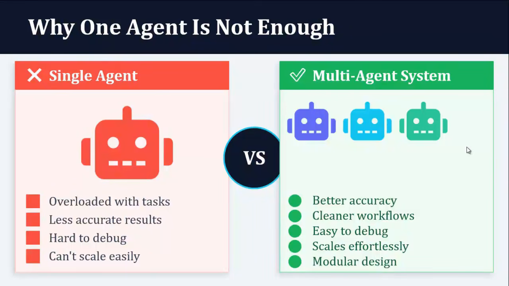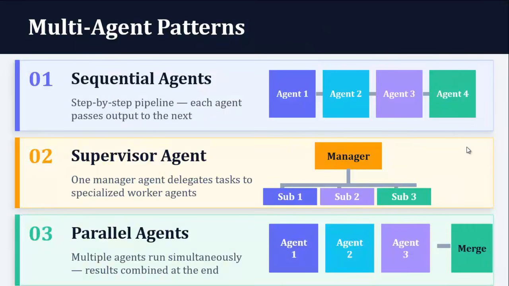Now let us understand some common multi-agent patterns. All these patterns we are going to implement using n8n. So the first pattern is sequential agents. In this approach, one agent completes a task, passes the output to the next agent, and the workflow continues step by step. This pattern is called sequential agents.